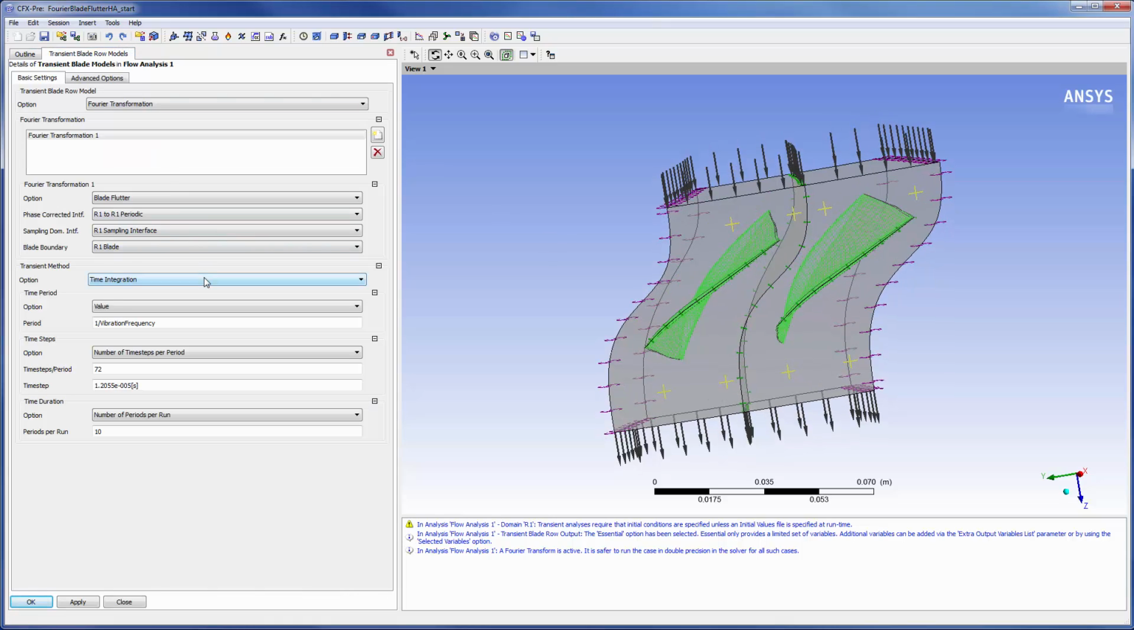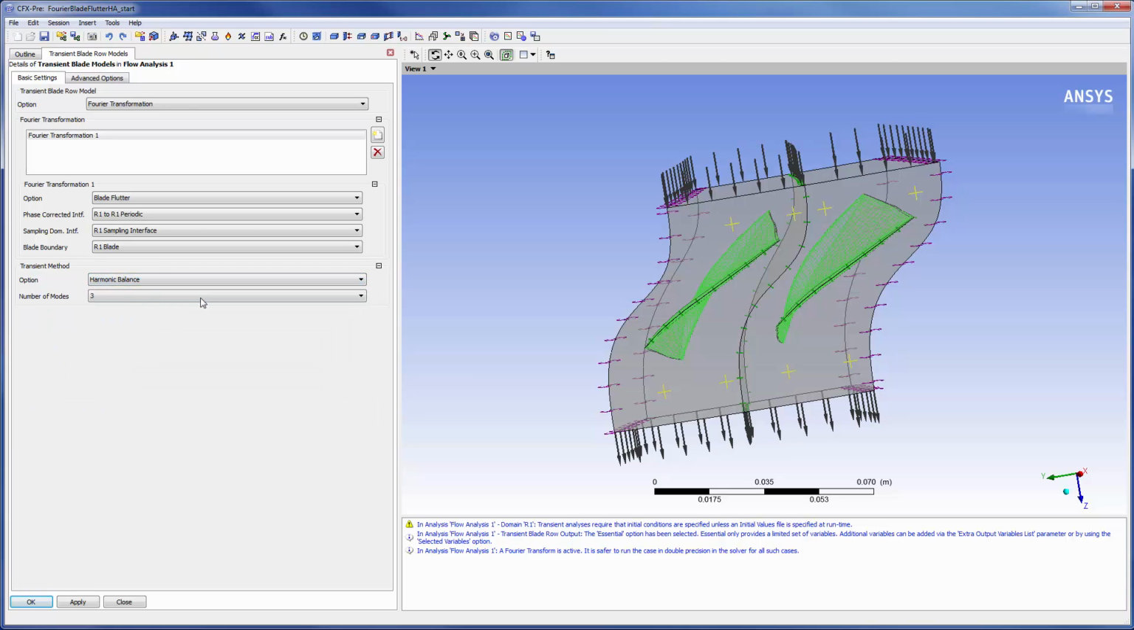I will start converting the case by changing the transient method from time integration to harmonic balance. This is a frequency-based solution method in which transient flow variation is represented by a Fourier series for a specific fundamental frequency. The number of modes option controls the number of harmonics included in this Fourier series.